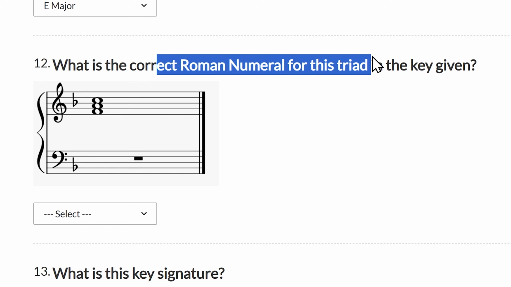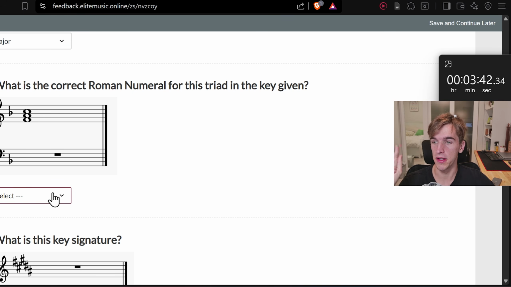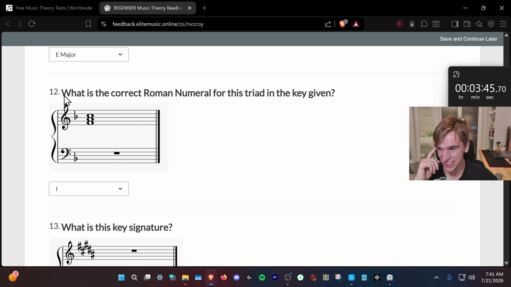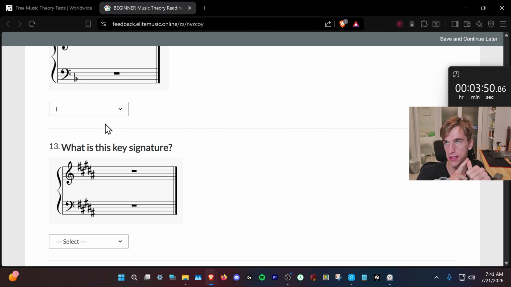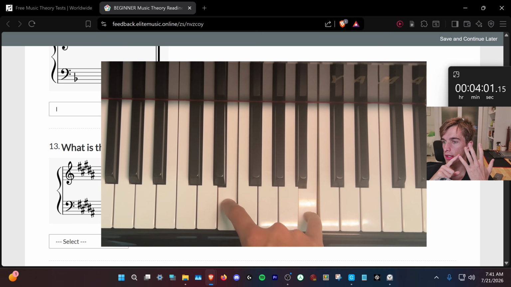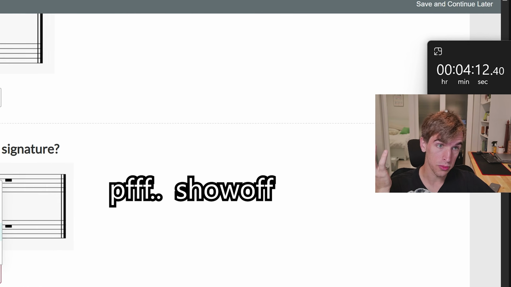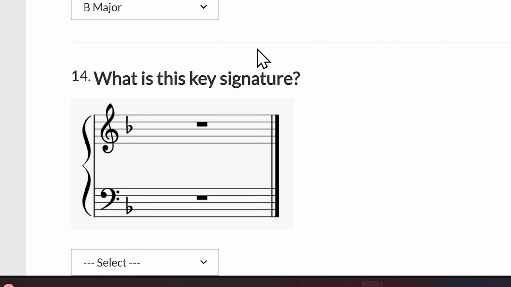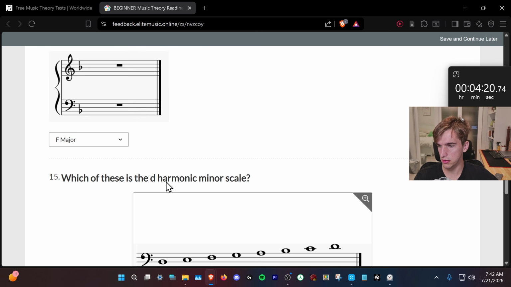What is the correct Roman numeral for this triad in the key given? Ooh, okay, so we're in F because there's 1 flat, and F, A, C, it'd be 1. Yep. Yo, no way. This is actually so cool that I know this. Okay, what is this key signature? So there's 5 sharps. 1 sharp is G, then D, then A, then E. Oh, then B, right? B has 5 sharps. Major. Or it could theoretically also be G sharp minor, but it's B major. What is this key signature? That's F major. Didn't we already do this? I swear we already did this.